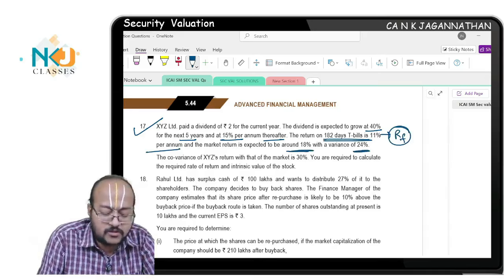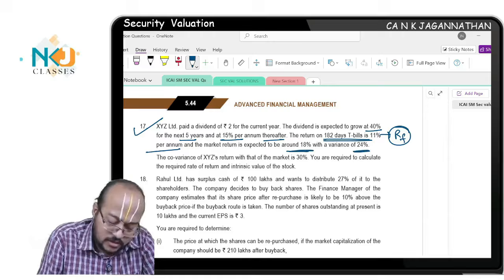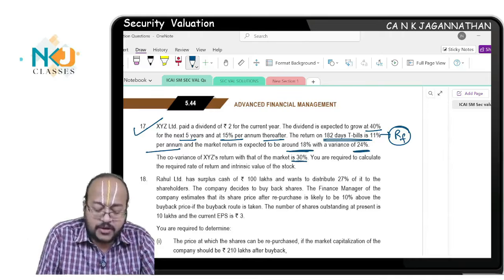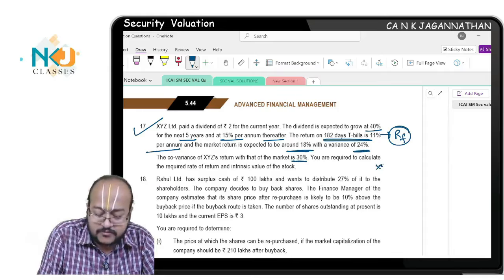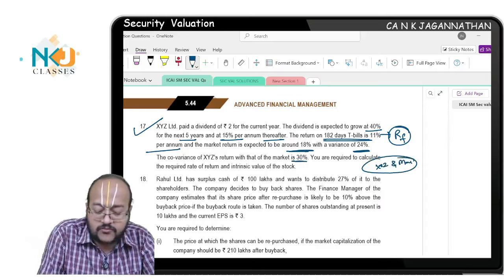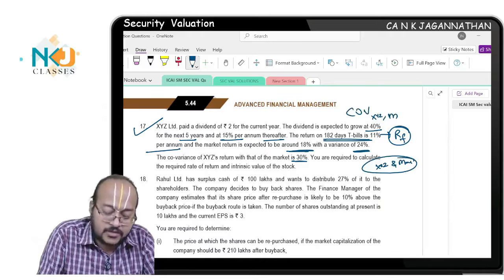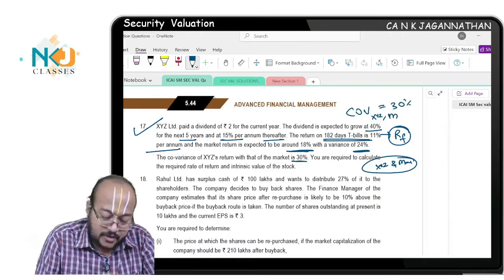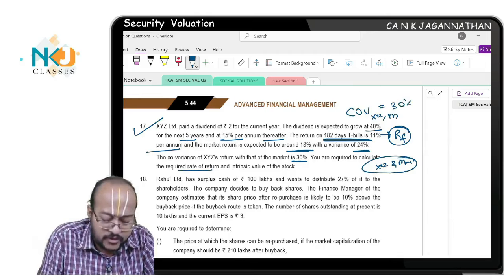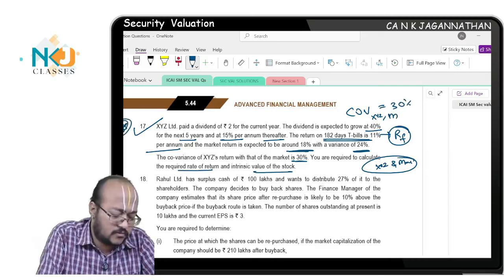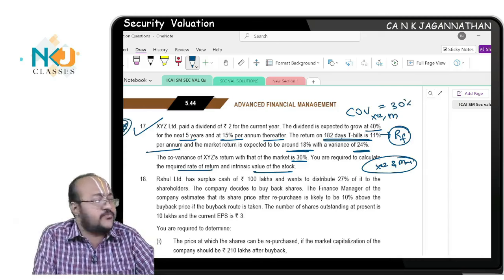The covariance of XYZ Limited return with that of the market is 30%. Covariance of security XYZ and market M, this is nothing but 30%. You are required to calculate the required rate of return and intrinsic value of the share. The simple straightforward question, frequently also asked. Recently they have asked in May 24 attempt, I think.